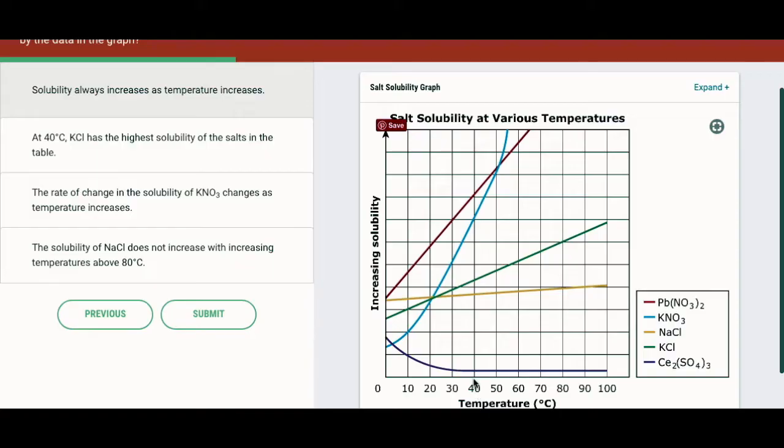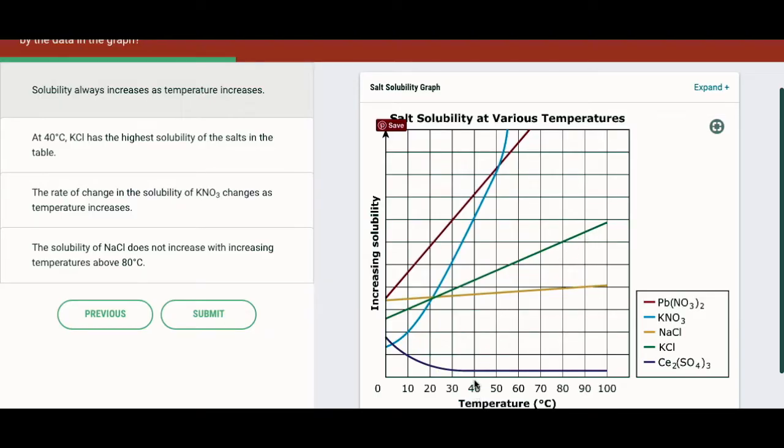So this right here is 40 degrees Celsius. It says KCl has the highest solubility at that temperature. So let's find KCl. Which color is KCl? Hopefully you can see that the green line represents KCl.